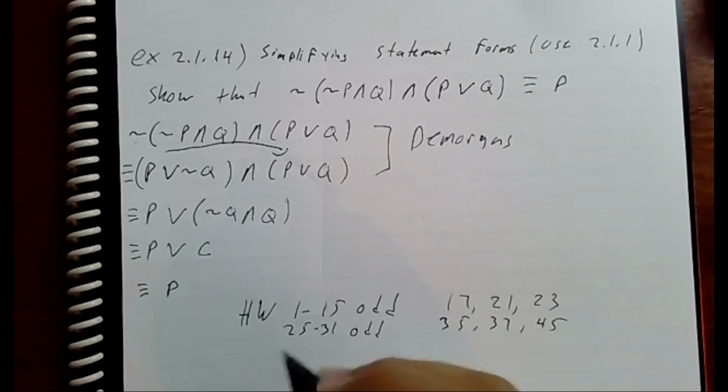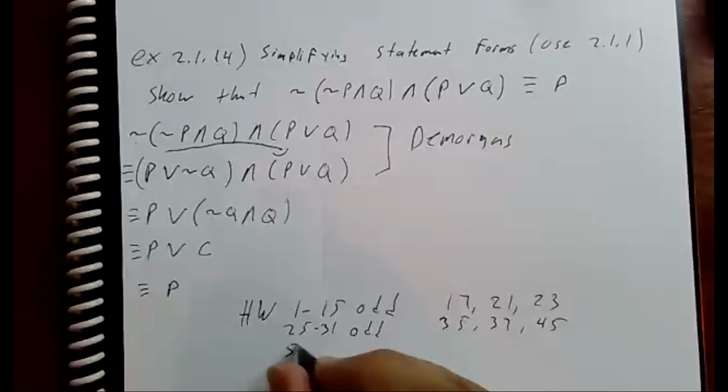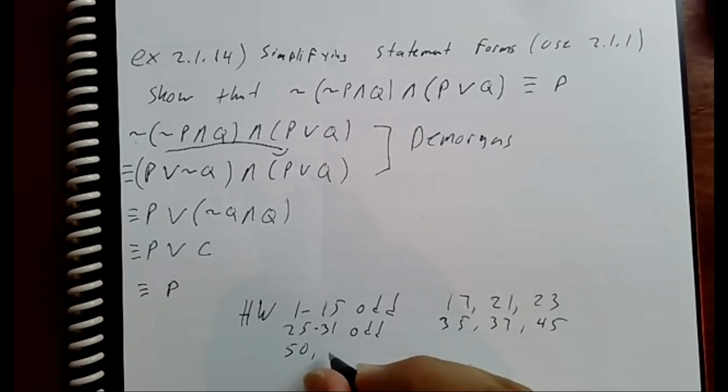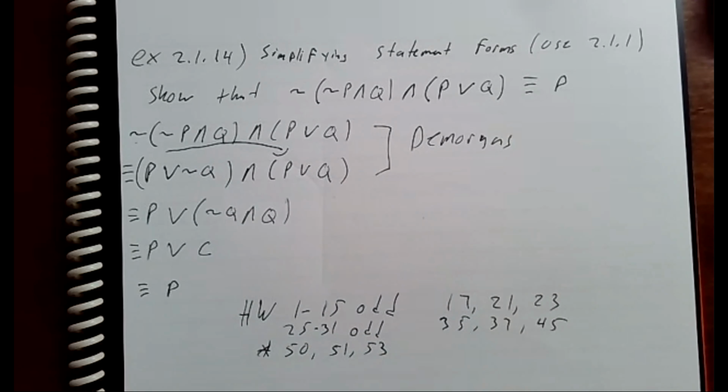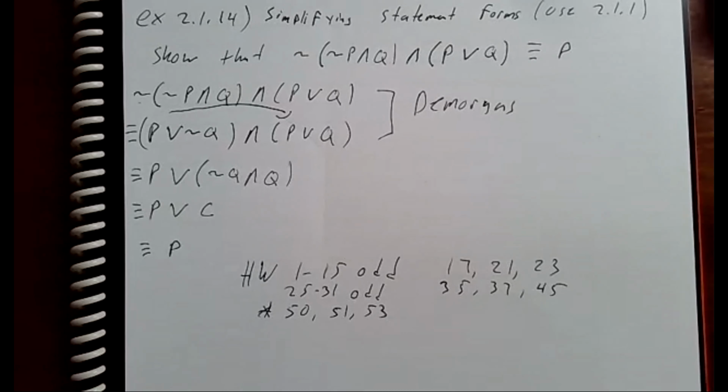Now the most important part would be 50, 51, 53. These are for sure going to have something like this on the test. It's like the last one we just did. All right, so I'll scan this and send this to you really soon. Do you guys have any questions before we stop? I know we went a little over, but it's okay.